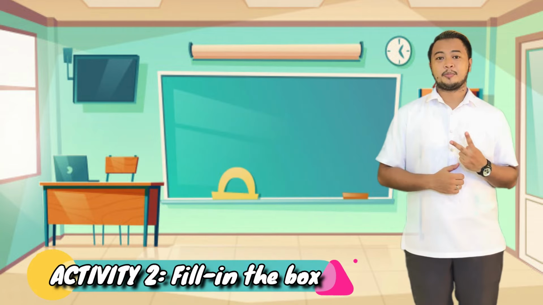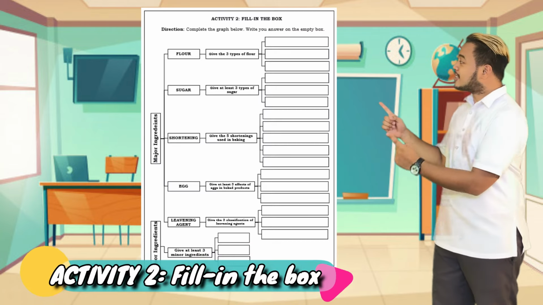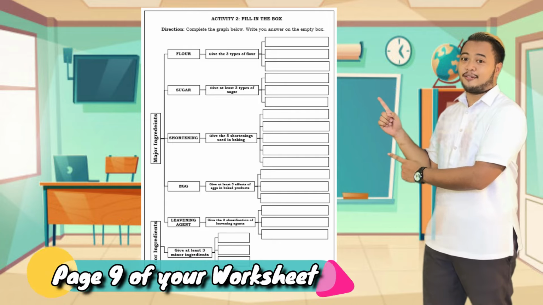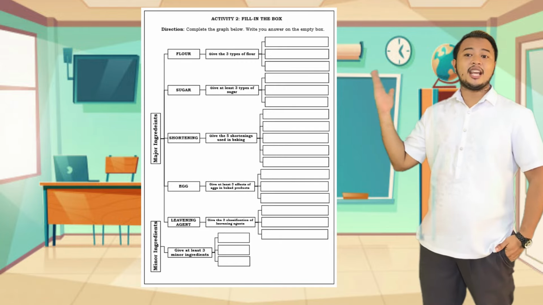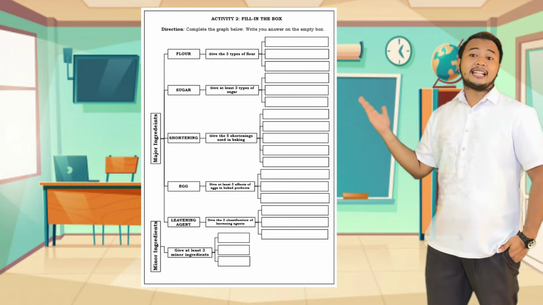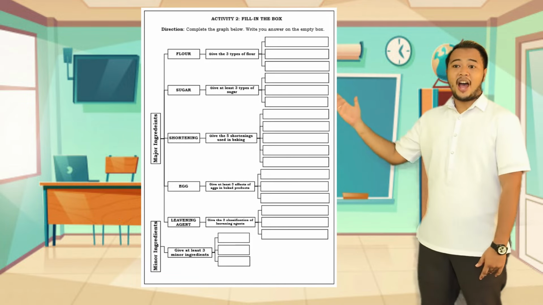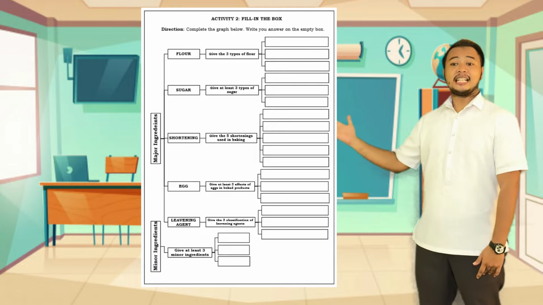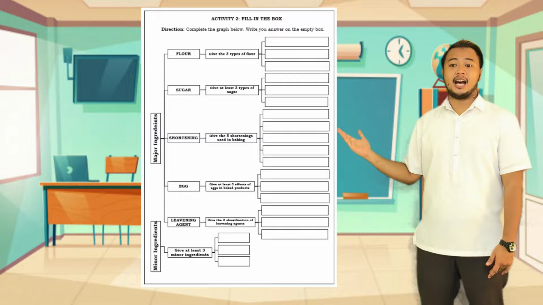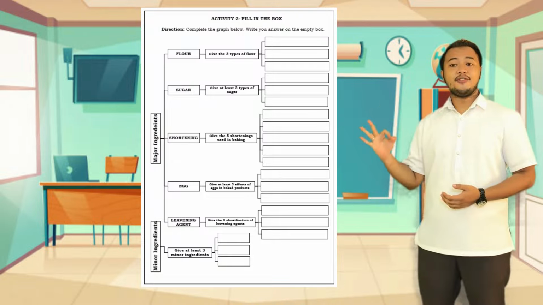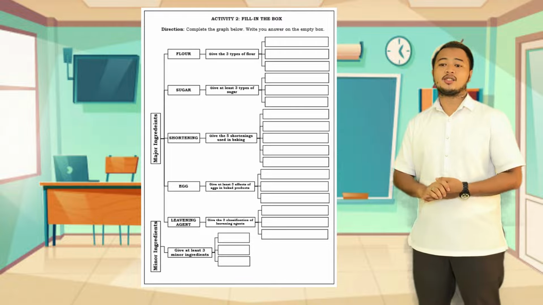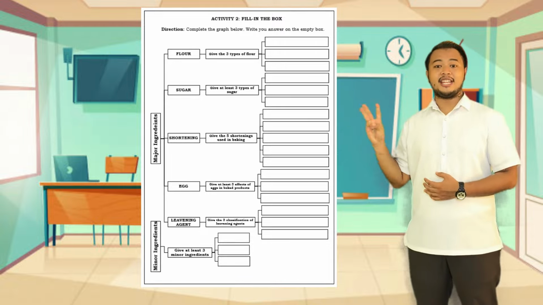Hopefully, you have learned a lot from our lesson. And to assess your knowledge on our lesson for today, I have here several activities. To start with, our activity 2. I want you to complete the necessary information needed on the graph. First, you need to give the 3 types of flour. Next, give at least 3 types of sugar. Give the 5 shortenings used in baking. Give at least 3 effects of eggs in baked products. Next, give the 3 classifications of leavening agents. And of course, don't forget to give at least 3 minor ingredients.